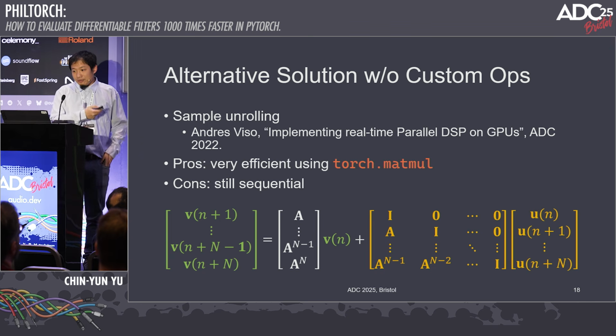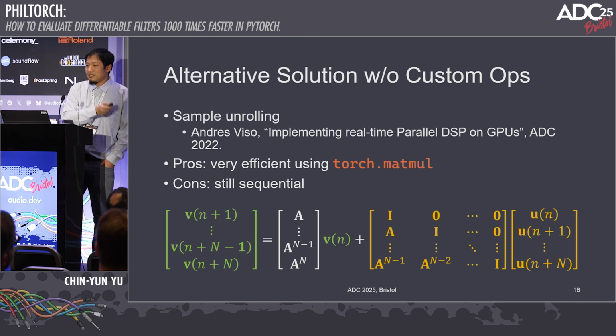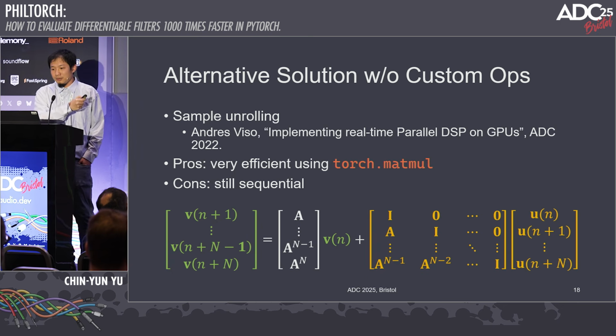So it's way faster. But the problem is that the algorithm is still sequential. It's made for online computation. But we are interested in offline acceleration in PhilTorch.